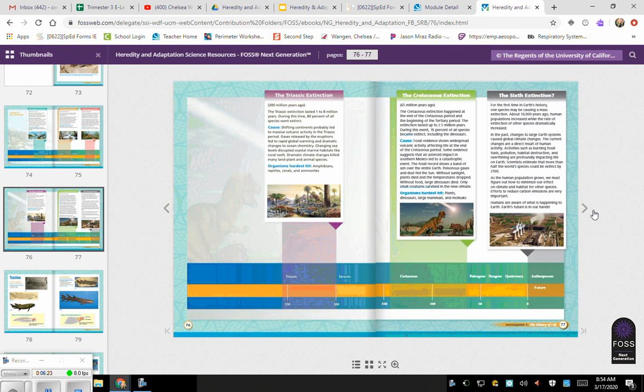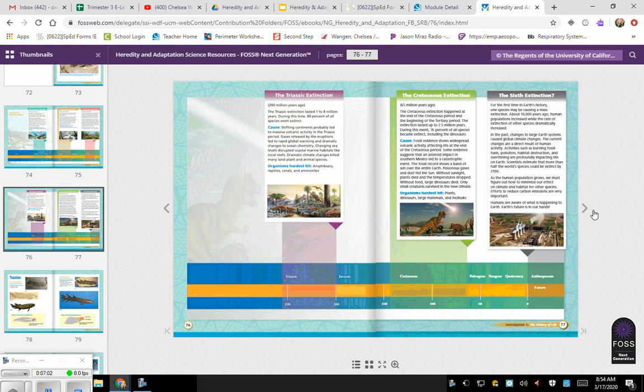Changing sea levels disrupted coastal marine habitats like coral reefs, and dramatic climate changes killed many land plant and animal species. The organisms that were hit the hardest were amphibians, reptiles, corals, and amniotes. As you can see in the picture, it shows dinosaurs and stuff. So this has to do with a little bit of global warming and the things that happened where the Earth's surface got heated. And this relates a little bit to what's happening today, of what scientists are discussing about what is going on. So that's just something to keep in mind.